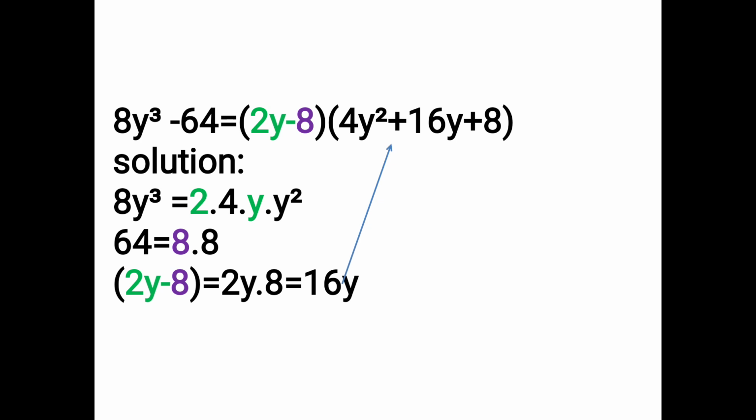So the answer is the quantity 2y minus 8 times the quantity 4y squared plus 16y plus 8.